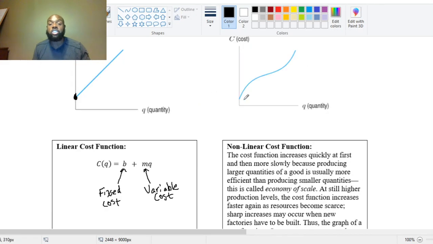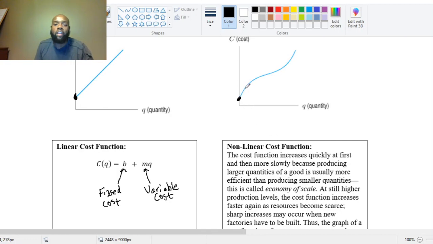Sometimes cost functions look something like this. There still may be a fixed cost, which is given by your vertical intercept. But as this statement says, sometimes the cost function increases quickly at first and then more slowly because producing larger quantities of a good is usually more efficient than producing smaller quantities. This is called economy of scale, right?